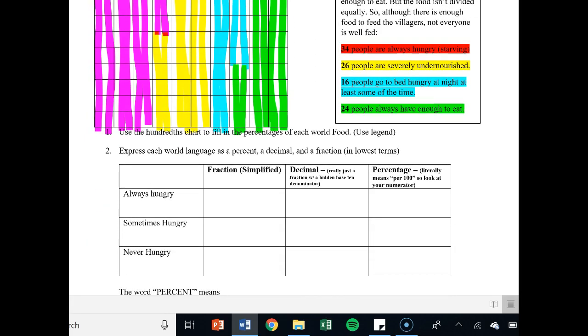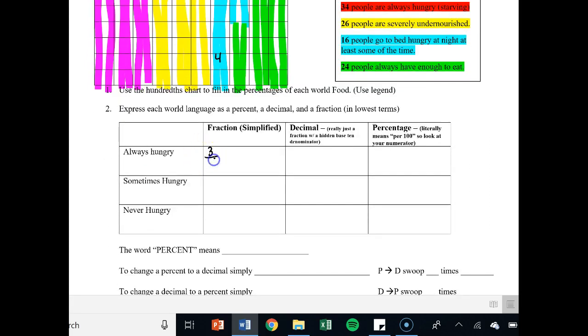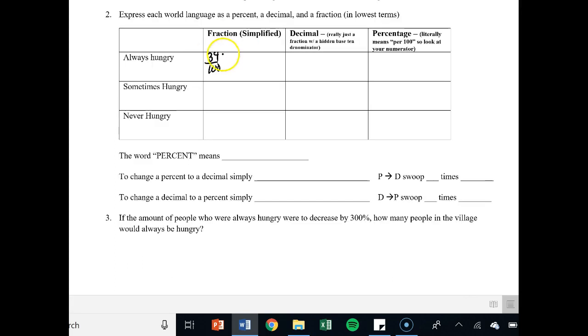Now what we can do is we can also express each of these as a fraction, decimal, percent, and have them mean the same thing. That's called equivalency, right? So if we have those that are always hungry, we know our fraction is 34 people out of 100, right? Because there were 100 people in my village, right? So now I can go ahead and simplify this. I can divide both by 2, and I'll get my answer of 17 over 50. So that's the simplified fraction.